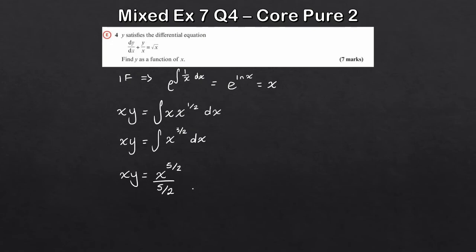Divided by 5 over 2, I've got my plus c, and remember we can simplify this. If you divide by 5 over 2, the 2 will multiply the x to 5 over 2. So what I'm actually going to get here is xy is equal to 2x to the 5 over 2 divided by 5. And then don't forget your plus c.